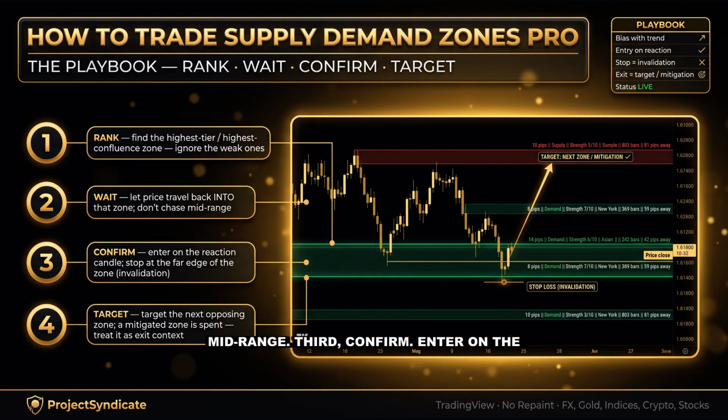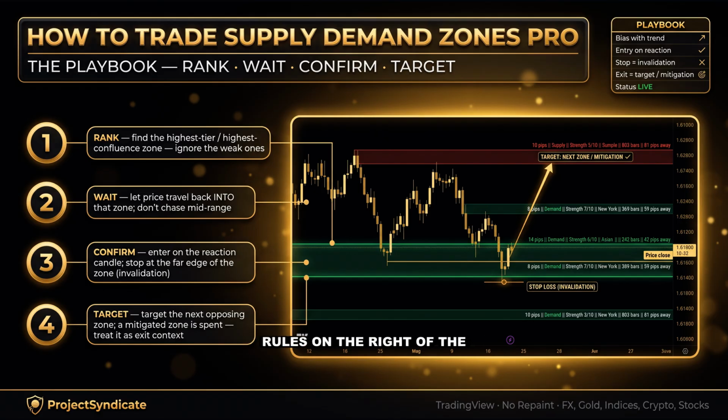Third, confirm. Enter on the reaction candle. Stop at the far edge of the zone, invalidation. Fourth, target. Target the next opposing zone. A mitigated zone is spent. Treat it as exit context.